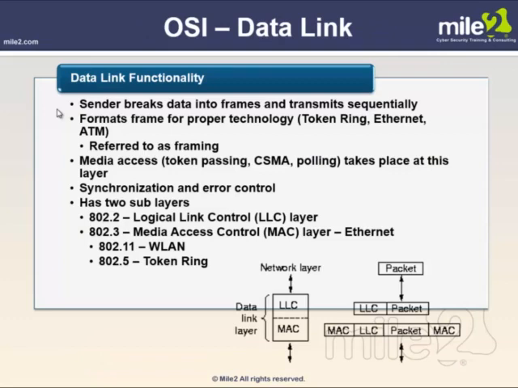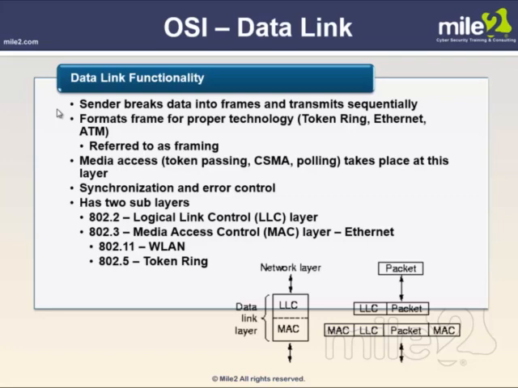The data link layer. Well, we're working our way down, aren't we? Now, at the data link layer, the sender breaks data into frames, then transmits the frames sequentially, formatted for proper technologies such as token ring, Ethernet, and ATM, as in asynchronous transfer mode. Referred to as framing, we have the media access, which is token passing via the CSMA, which hopefully you've heard of before, carrier sense multiple access, and then we have collision detection and collision avoidance along with that, depending on what we're using, if it's Ethernet or token ring networks.